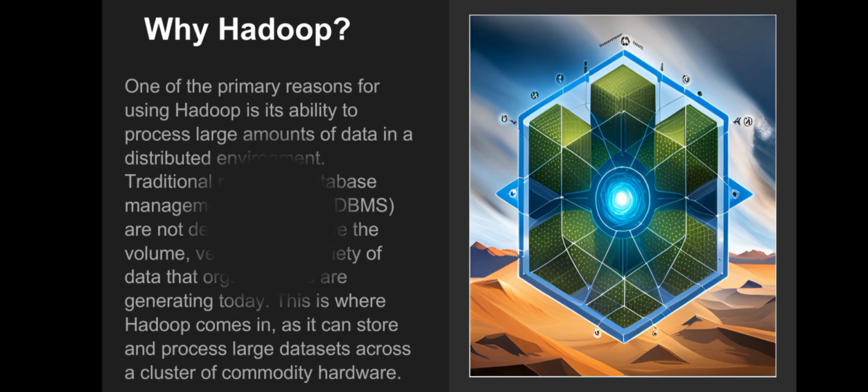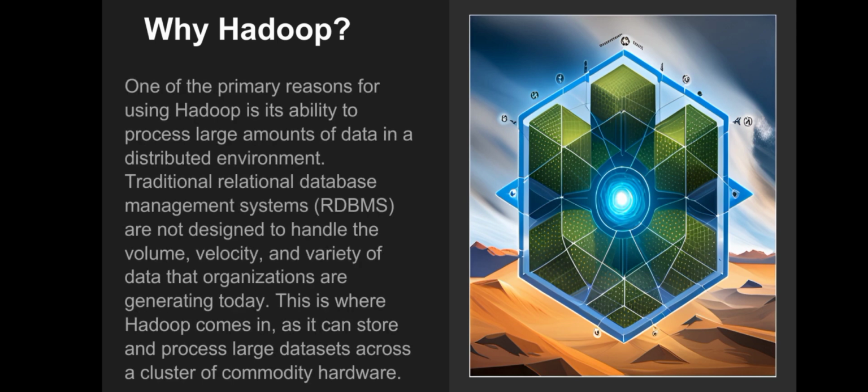Next, why Hadoop? One of the primary reasons for using Hadoop is its ability to process large amounts of data in its distributed environment. Traditional relational database management systems, which are also known as RDBMS, are not designed to handle the volume, velocity, and variety of data. Another key advantage of Hadoop is that it is highly scalable. As your organization's data grows, you can simply add more nodes to the cluster to handle the increased workload. This makes Hadoop an ideal solution for organizations that need to process massive amounts of data on a regular basis.